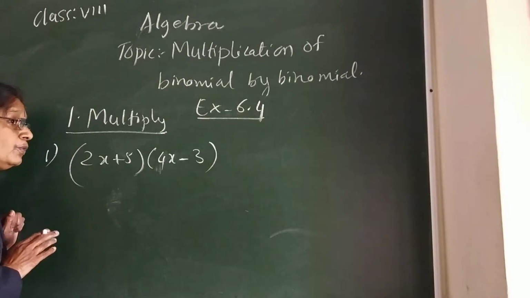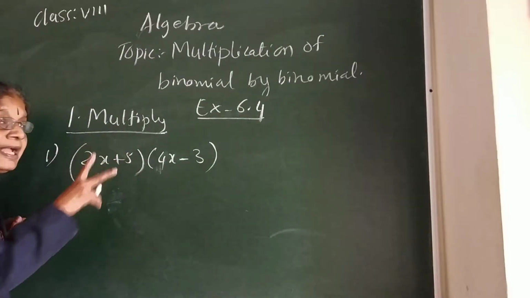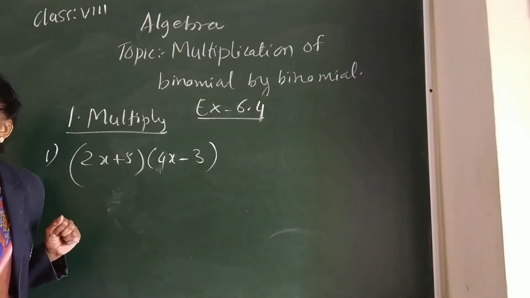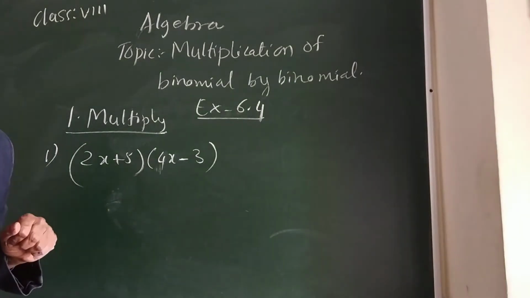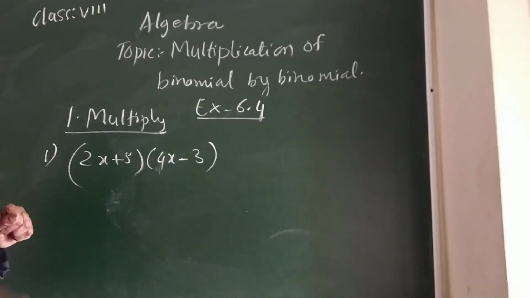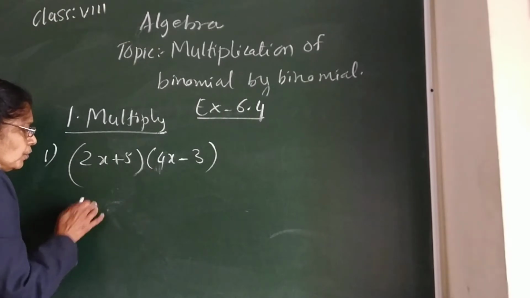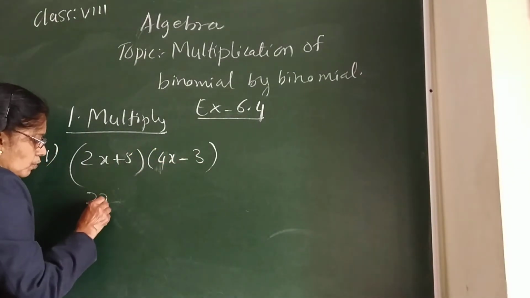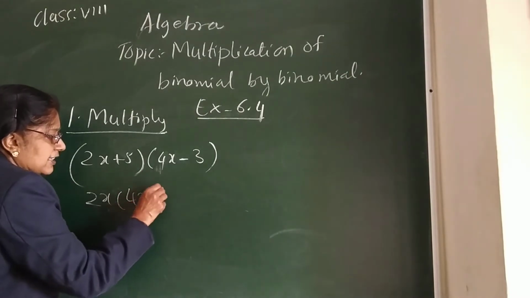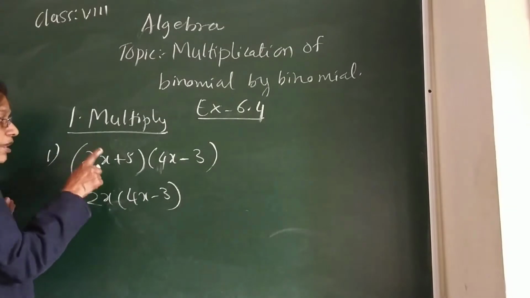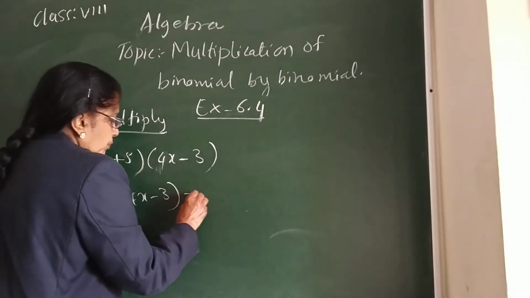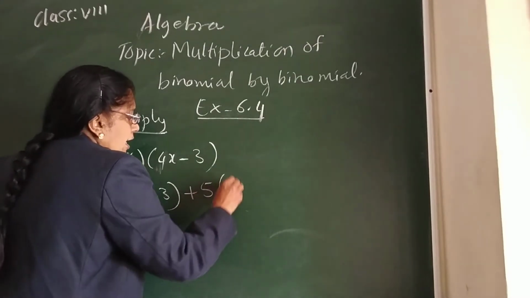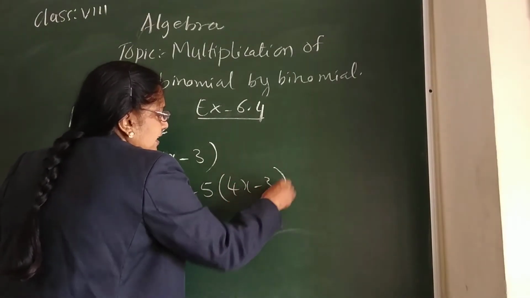How to do it? I taught you in the worked examples. 2 examples I have done. How I have taught you? What we have to do? Take the first term of the first binomial, multiply with both terms. So 2x into 4x minus 3. What sign is there? Plus. So put plus sign, 5 multiplied with 4x minus 3.